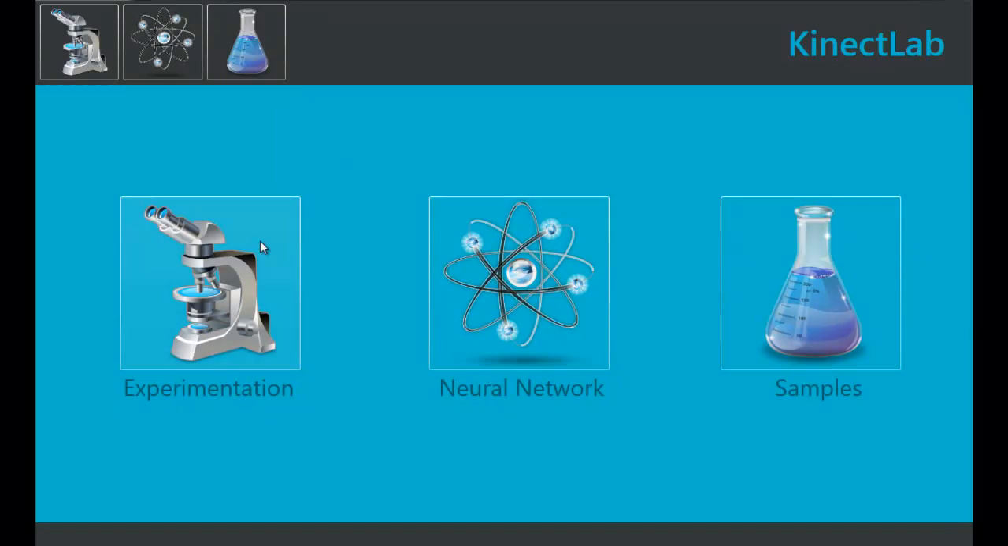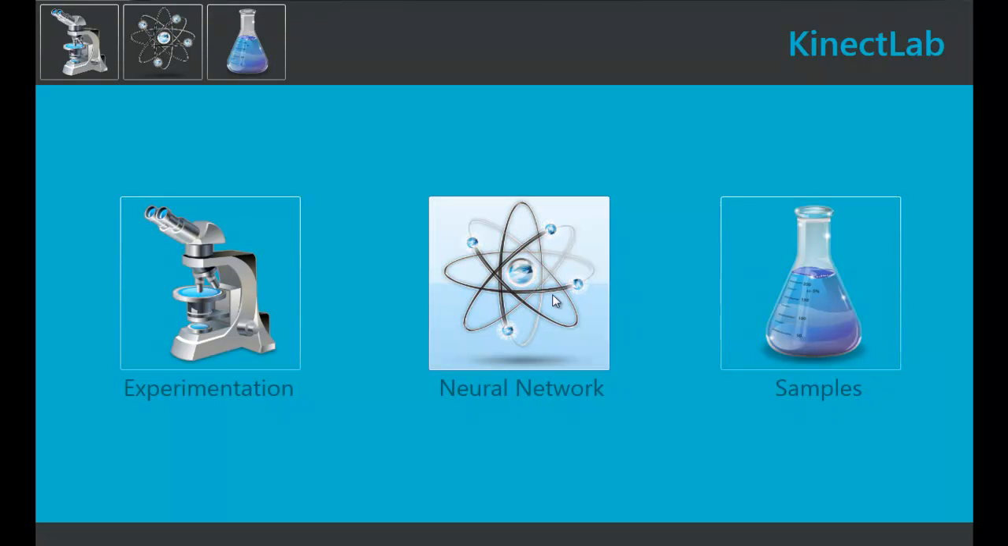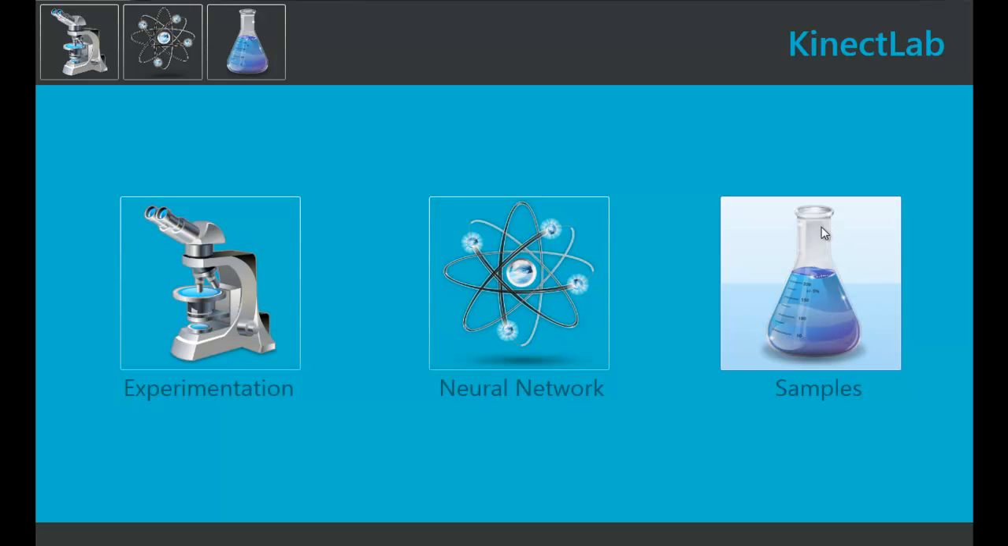So here we are. This is our startup window. We have 3 buttons: experimentation, which has no content right now, neural networks, where we can train and create our neural networks, and samples, where we can record new gestures. So let's see how to record a new gesture.